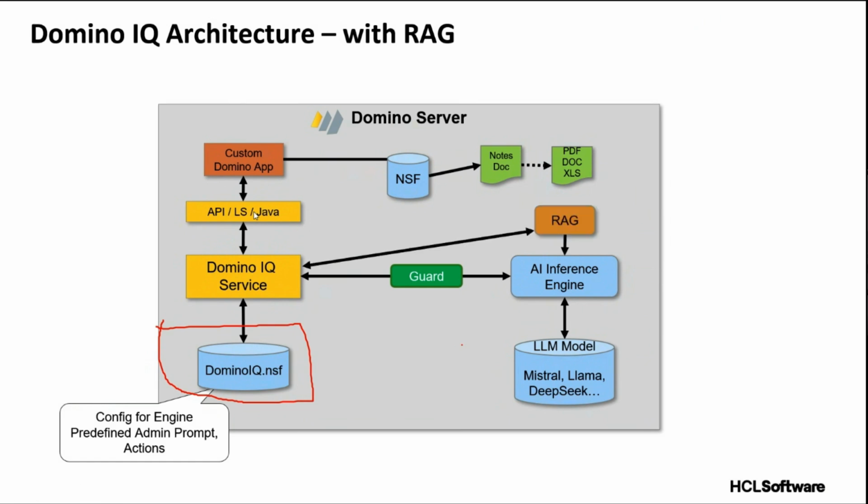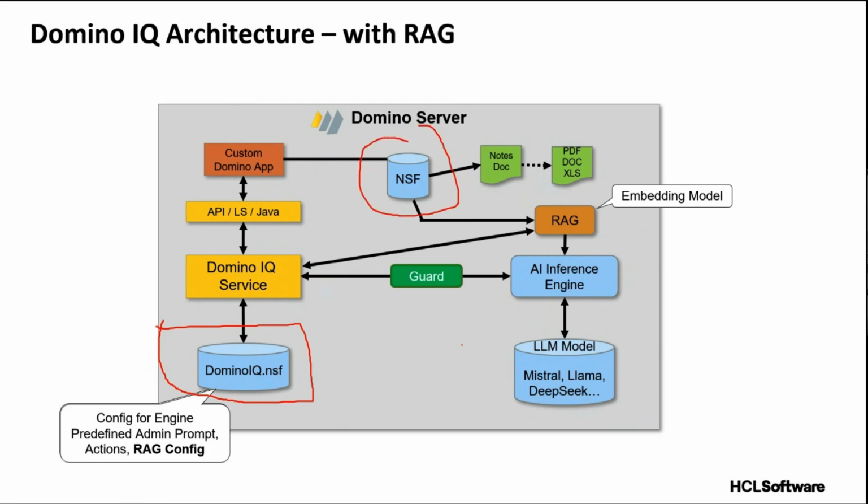Then we have introduced the RAG model, which will hook up to your existing AI inference engine, which is nothing but your local LLM, and the embedding model, right? The RAG embedding model is part of this. So we also have to ensure that we are creating the vector database. So you have to configure the RAG configuration as part of this Domino IQ with RAG. And then the embedding model will connect to your existing database, which is nothing but your Domino applications.